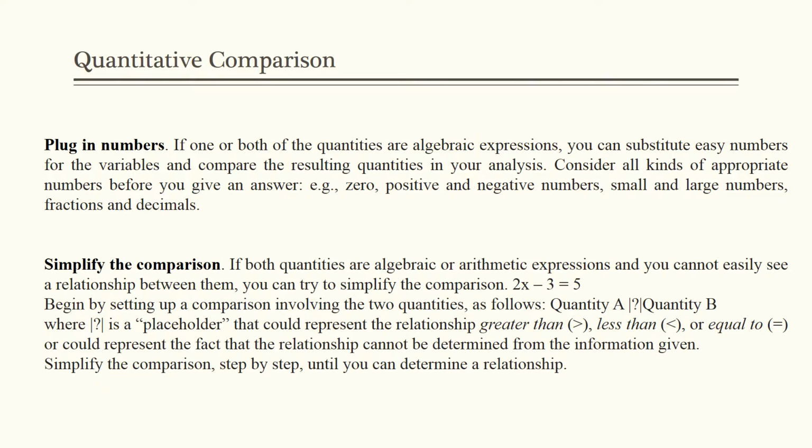between them, then you can try to simplify it. For example, 2x minus 3 is equal to 5. You simplify it, x is equal to 4, and then compare it to the other quantity and see which one is greater.